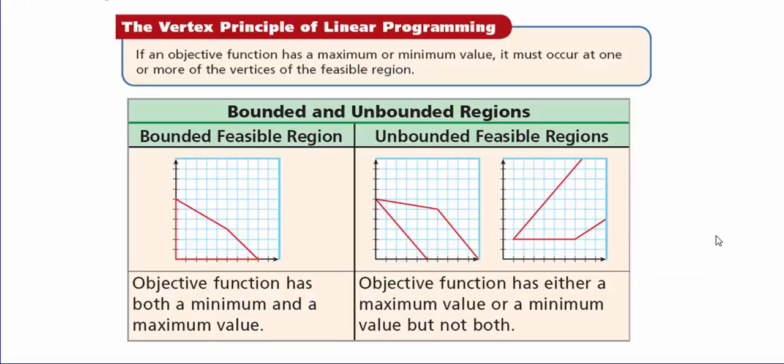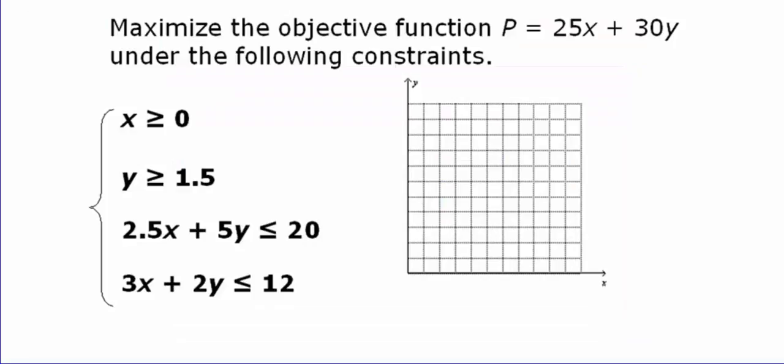Now, when we talk about having a max or a min, we're talking about for the objective function, and you can see the vertex principle is kind of cool. We're not going to worry about the math involved with it, but essentially it says if there's a min or a max, it occurs at one of the vertices. So essentially our job is find the vertices, apply the objective function.